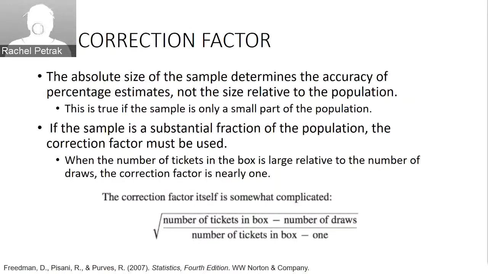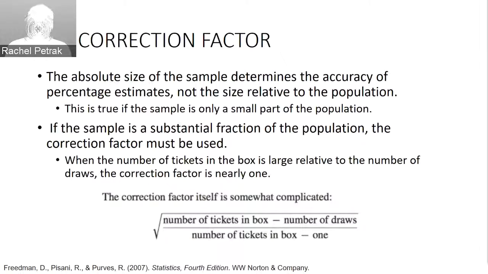However, if the sample is a substantial fraction of the total population, then a correction factor must be used. This is likely to happen when we have maybe a smaller population, and so you end up sampling a larger fraction of that population. Thus, you can see that the correction factor itself is equal to the square root of the number of tickets in the box minus the number of draws, divided by the number of tickets in the box minus 1. And this idea of the number minus 1 is one we'll see echoed in some later statistics we look at too.